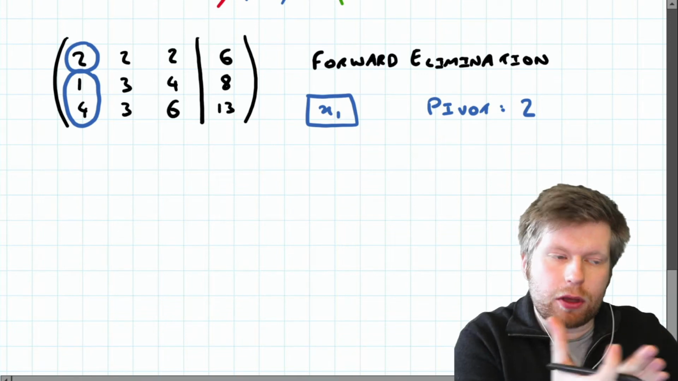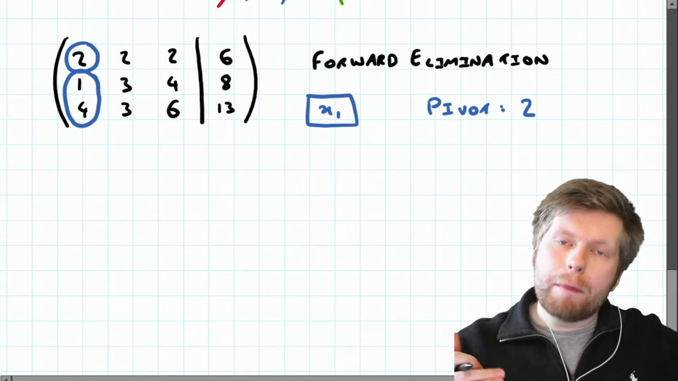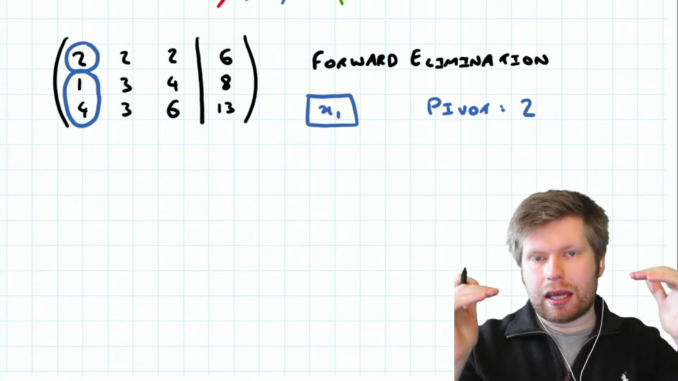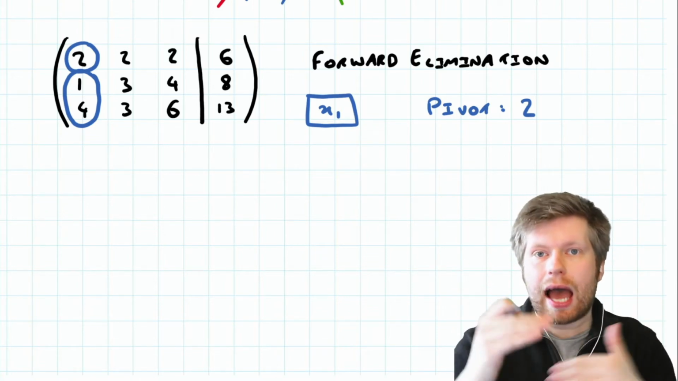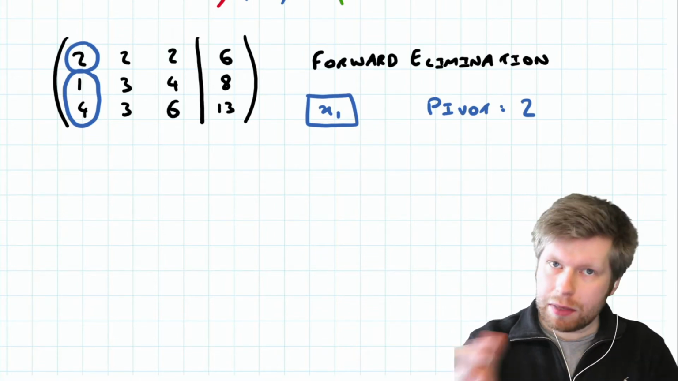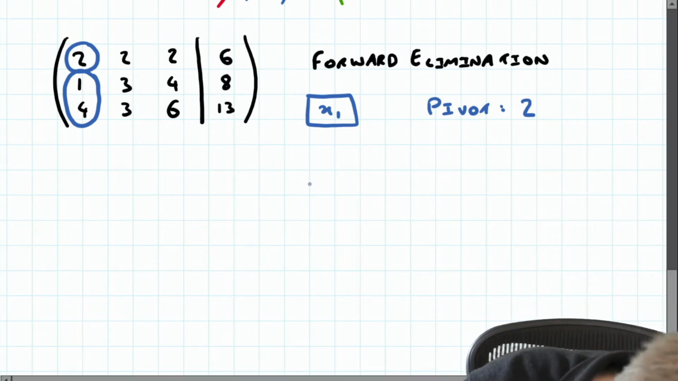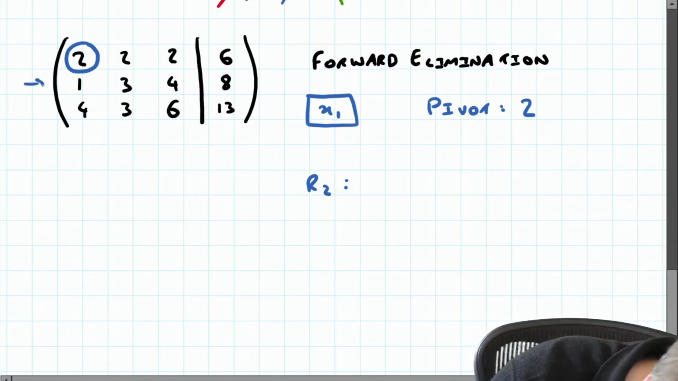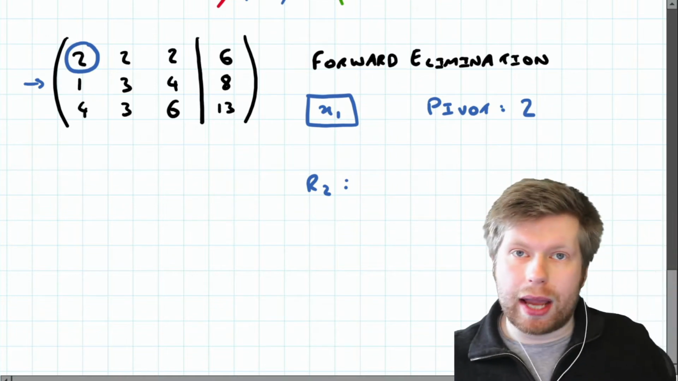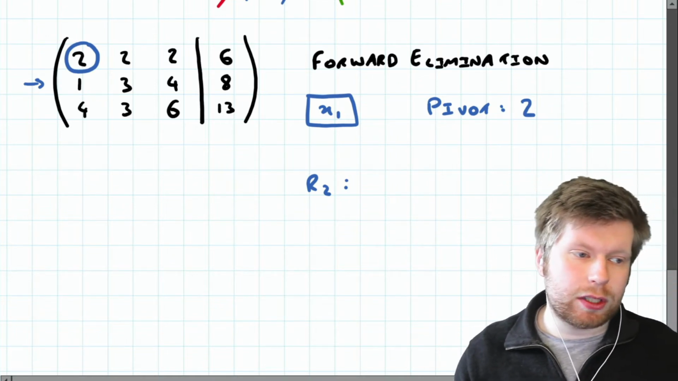So in other words, I'm going to try and make those coefficients go to 0 by adding and subtracting multiples of that first row from the second and third rows. Okay, so let me show you what I mean. Let's first of all consider row 2. So I'm just going to write row 2 here, or R2 for short. I'm going to look at row 2 and I want to try and get rid of this 1 from my matrix. In other words, I want to make it go to 0.